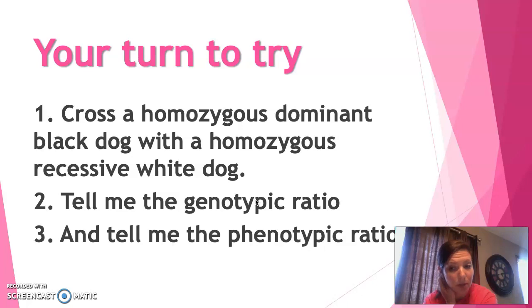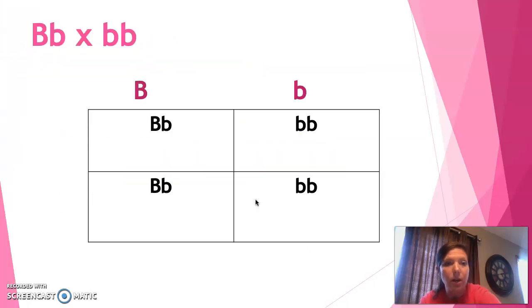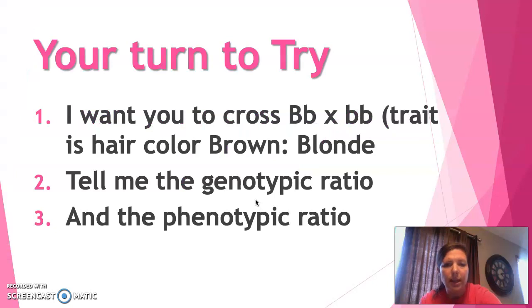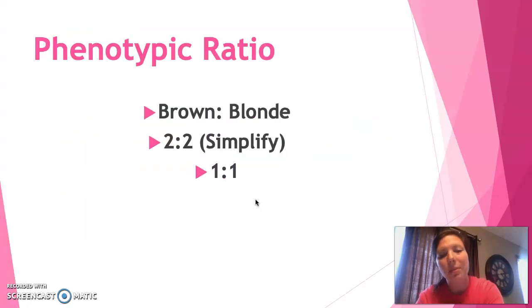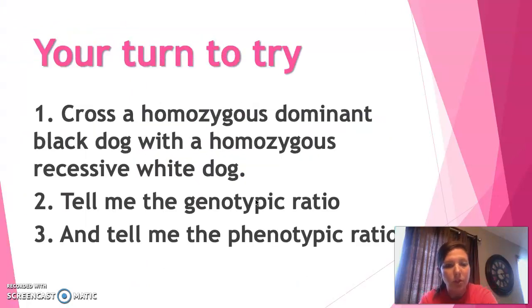Okay, we're going to try one more time because not all the time is it written the way I want you to say it. So for instance, go back to this one, and it was written saying big B, little b crossed with little b. Well, this one is all words. It's like a word problem. So think about word problems in math. This is a word problem in science. Cross a homozygous dominant black dog with a homozygous recessive white dog. Tell me the genotypic ratio and the phenotypic ratio.